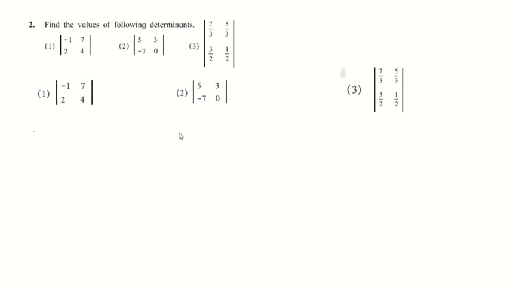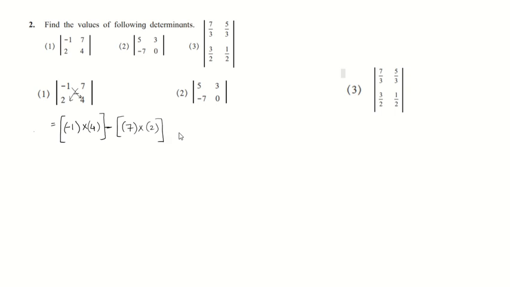Place these in the brackets first. It is equal to minus 1 into 4. There will be a minus sign. Then 7, place this in bracket, into 2. 7 into 2.